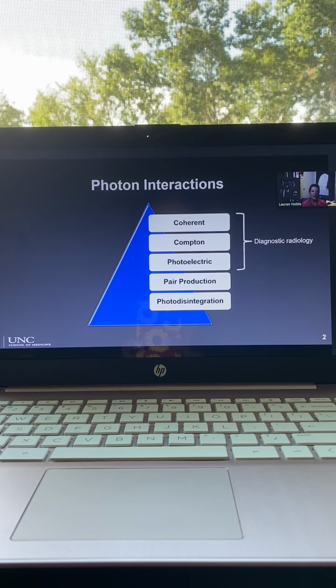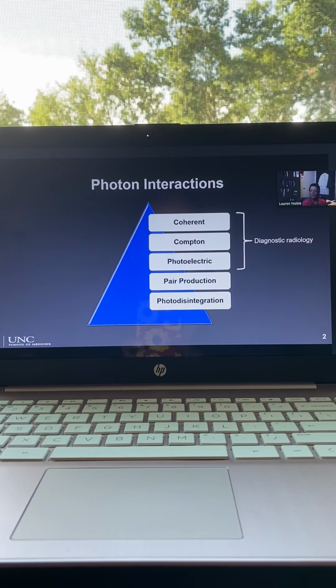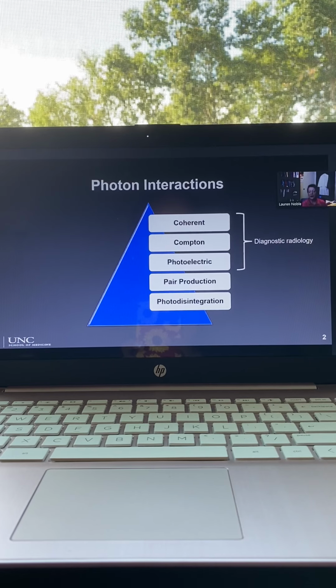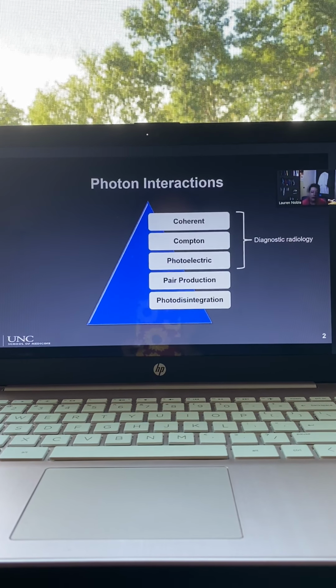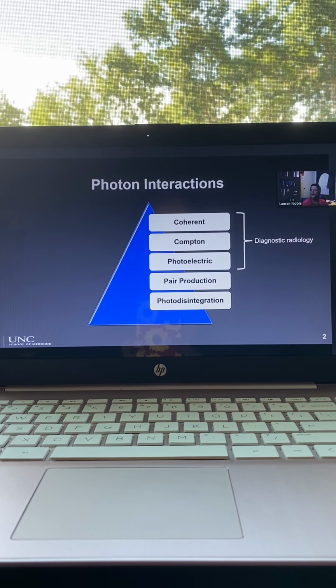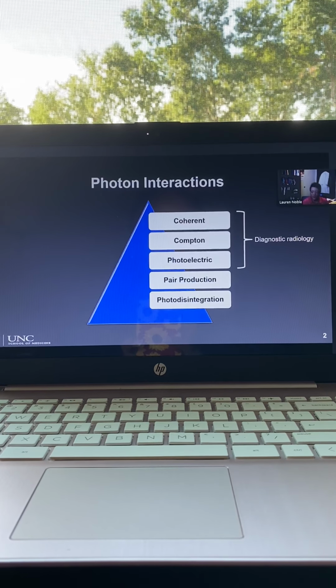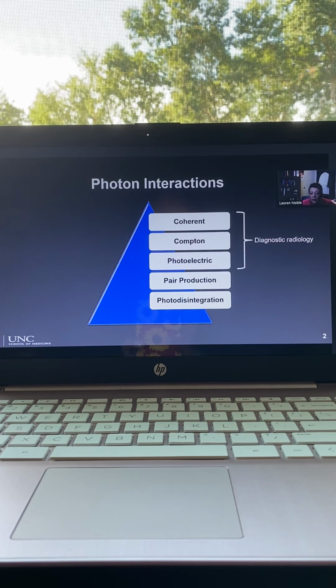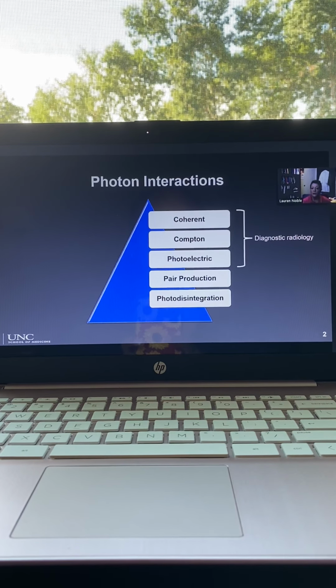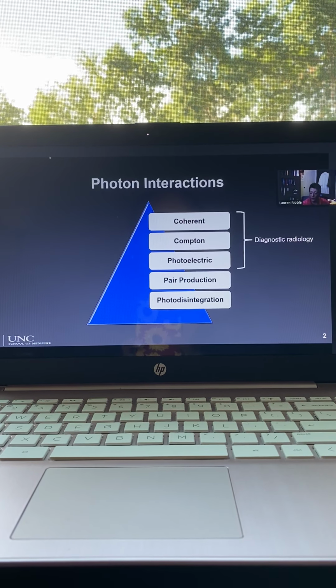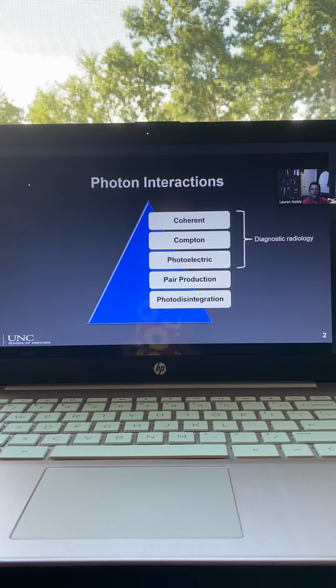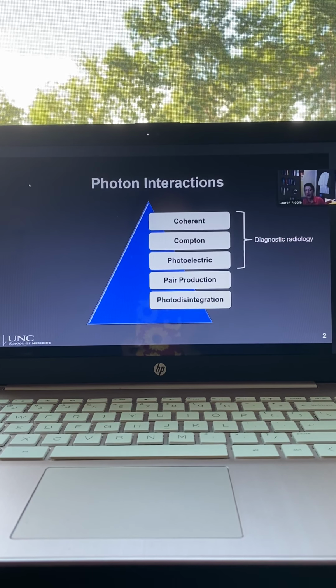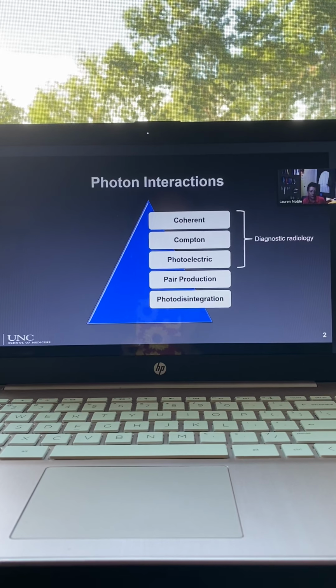So it's relevant not only from the protection standpoint and trying to minimize biological effects, but it also comes into play with what ends up producing our images. So that's why we have to go into it and make sure that you've got a firm understanding of it, because it does pertain to what our images end up looking like. So we'll talk about coherent, Compton, photoelectric, pair production, and photodisintegration.